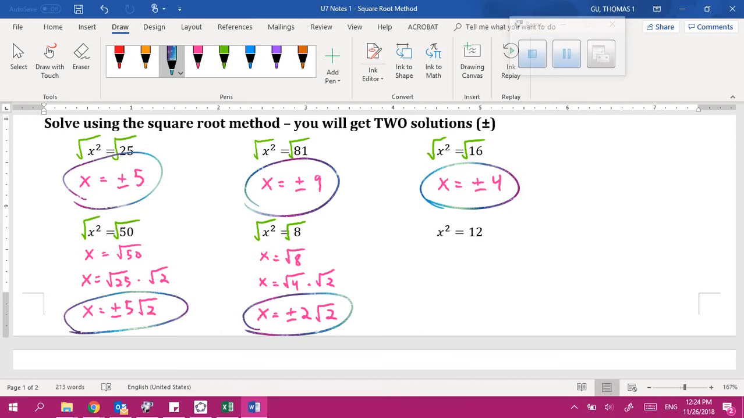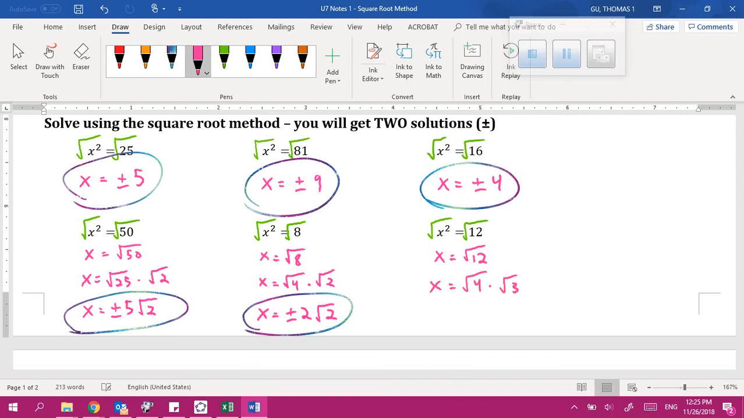And for this last one, x squared equals 12. What would I do to get x by itself? Square root it again, and then that gives me x equals square root of 12. And what can I break down square root of 12 into? 2 and 6? 2 and 6, but neither of those actually work; 4 and 3, right? See, because 2 and 6 is not going to help me break it down any further. But 4 and 3, 4 is a perfect square. So we're going to break this down into square root of 4 times square root of 3.